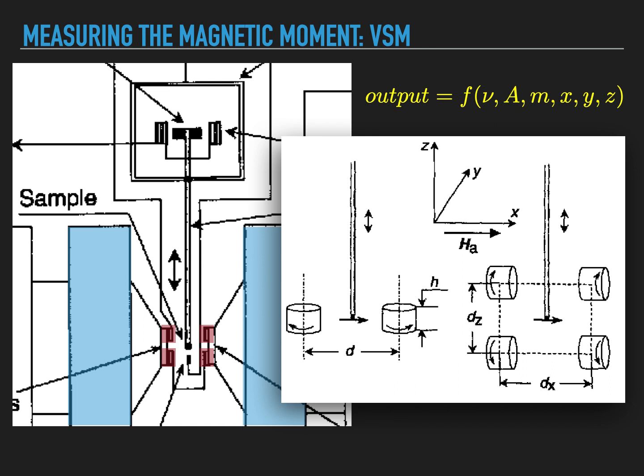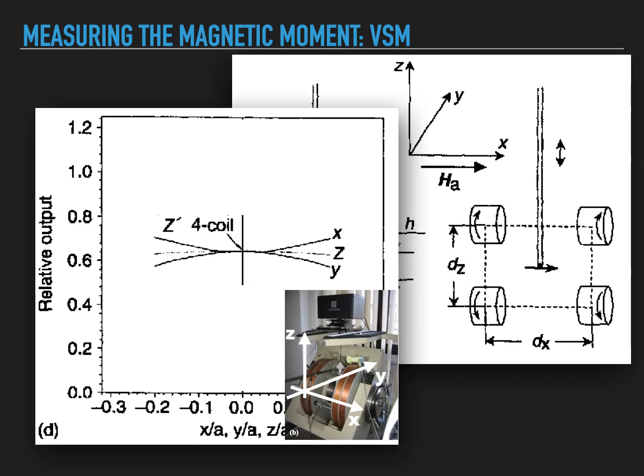Why? Because the output of the coils is a function of the frequency of vibration. This is controlled by the system through the vibrating head. The amplitude of vibration, which is again controlled through the vibrating head, the magnetic moment of your sample, which is the unknown, but unfortunately also the position of the sample with respect to the coils. This is the reason why VSMs are normally equipped with knobs that allow to move the sample within the gap of the electromagnet in order to find its optimal position.